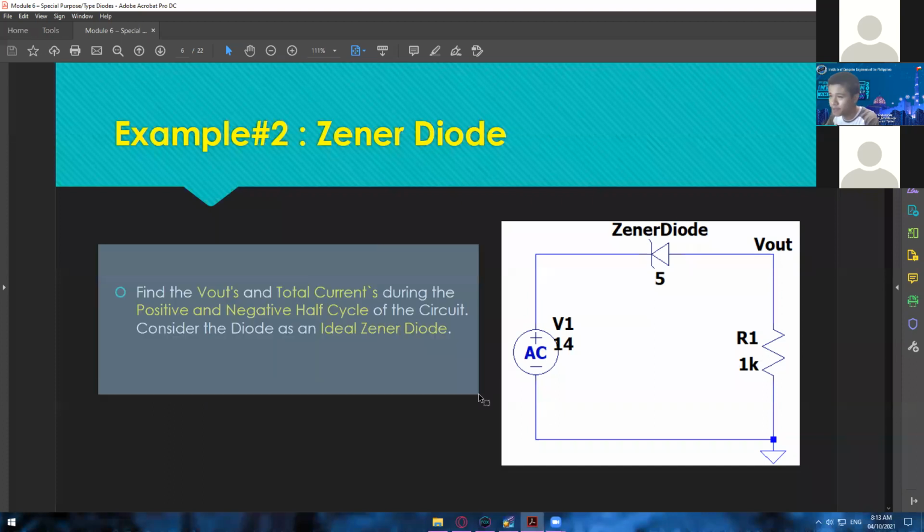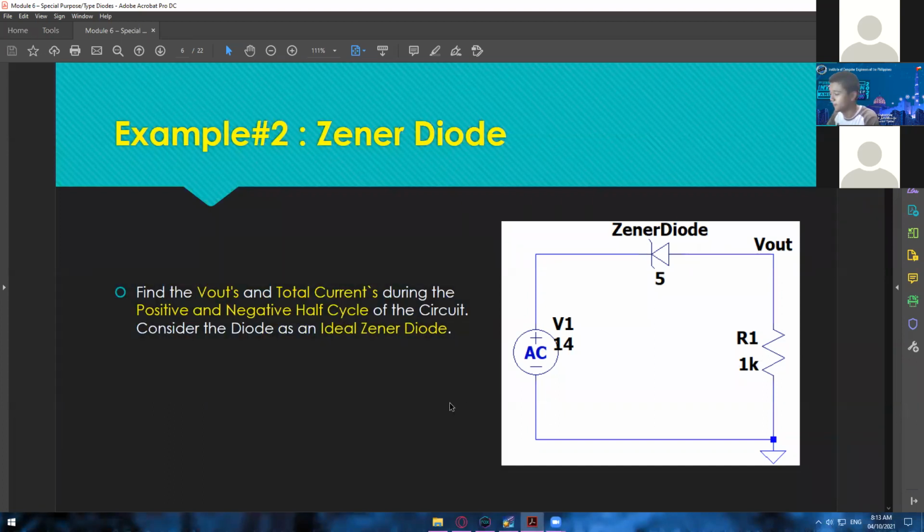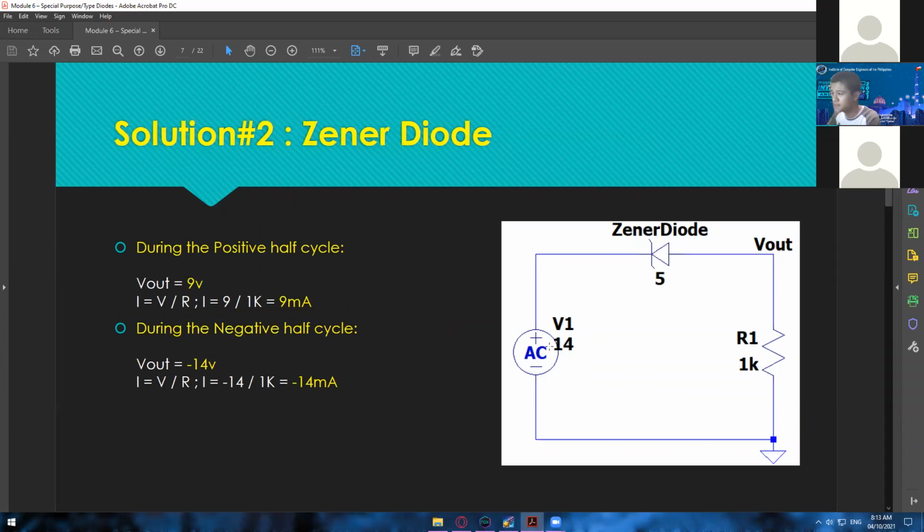So everything is the same. We have to find the V out and then the total current. And we now have a different value of voltage source. We now have 14 volts, and we still have the same rated voltage of Zener diode and the same resistance value. So for the positive half cycle, we are in a reverse bias connection.